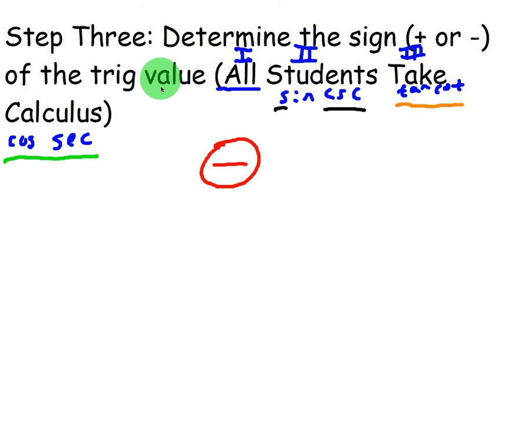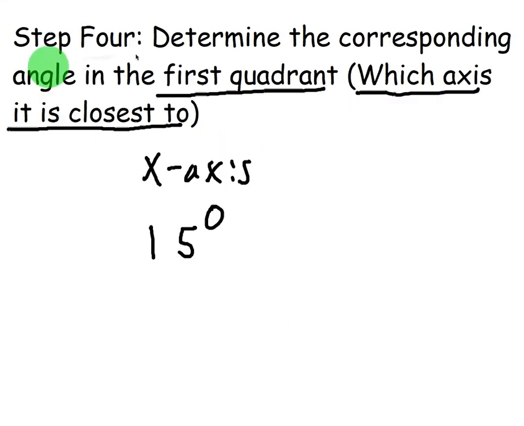Okay. Step 3, determine the sign of the trig value. Since we know that only tangent is positive in the third quadrant, apart from the fact that x is negative, we can also understand that secant must be negative there as well. The only other trig function that's positive is cotangent, but we know that from the reciprocal identities. So it's basically just knowing the reciprocal identities, and all students take calculus.